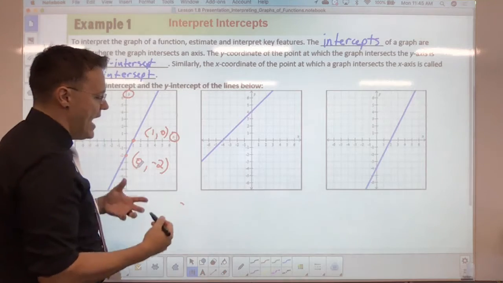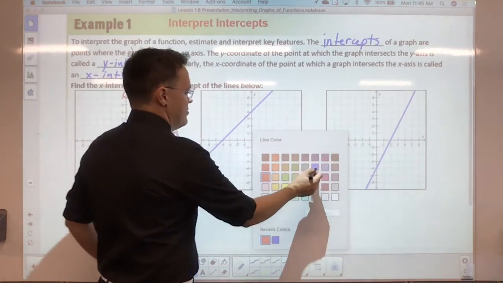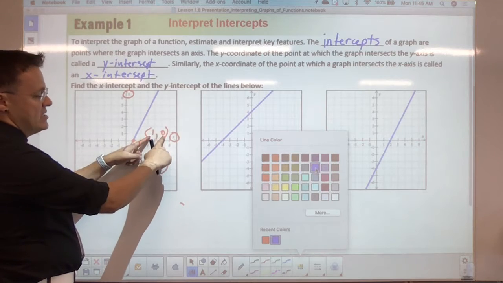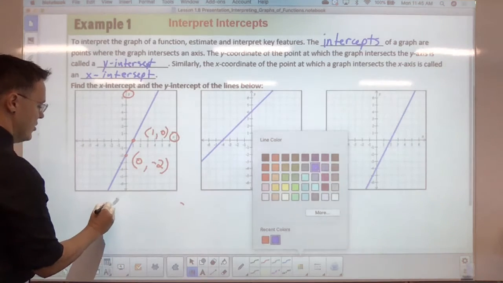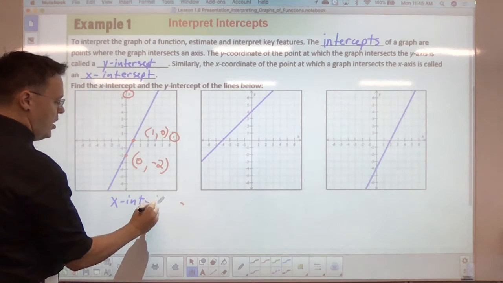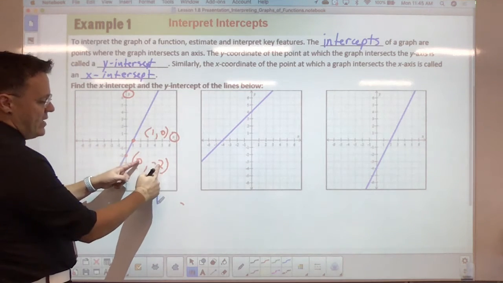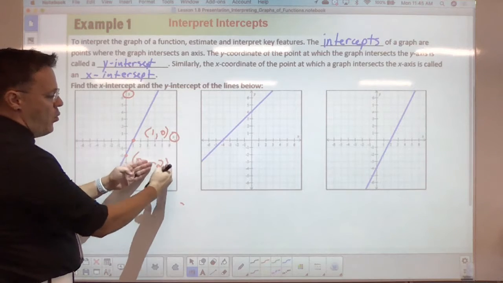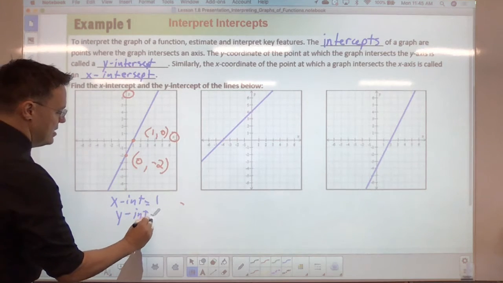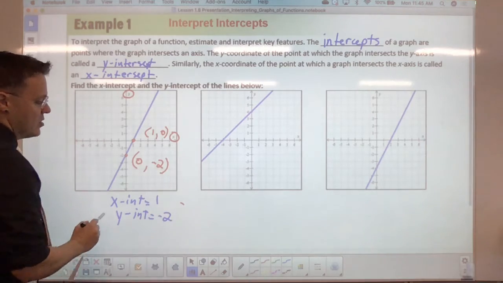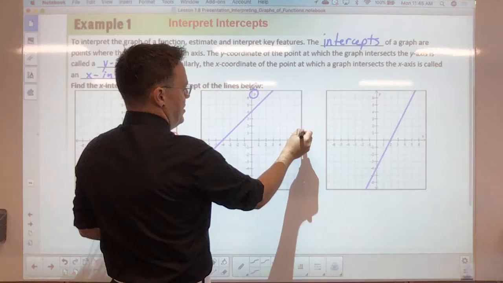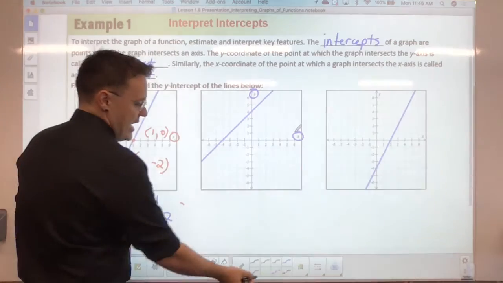So we actually have our intercepts. This is the x-intercept, where y is 0 but x has a number. So the x-intercept equals 1. And this is the y-intercept, where x is 0 but y has a number. So the y-intercept is -2. Simple concepts, but understand where it actually intersects, x and y.